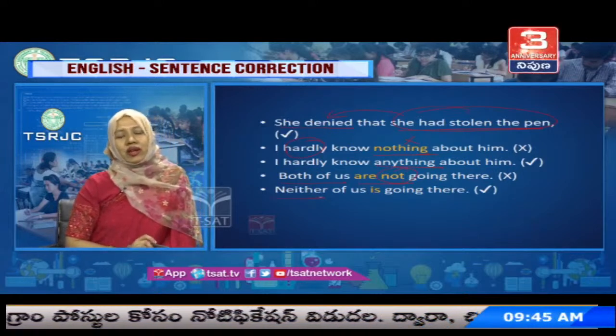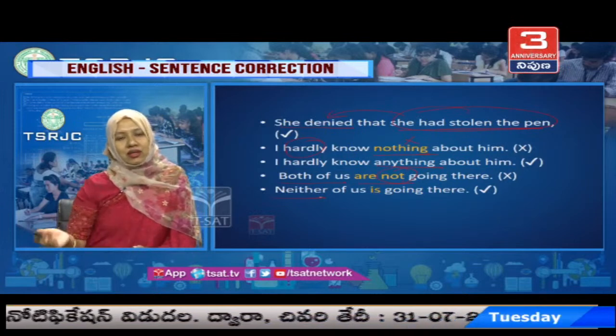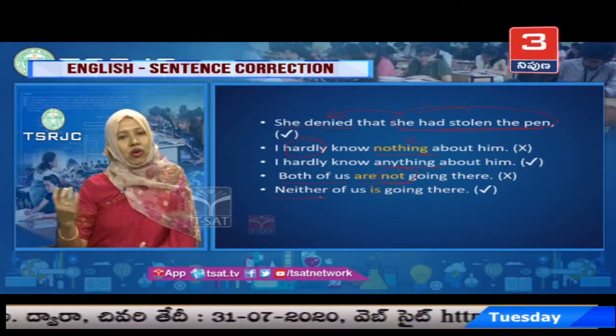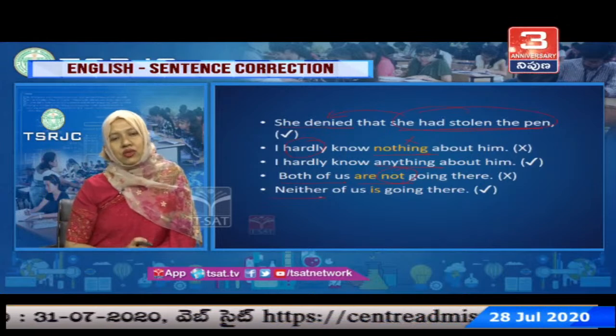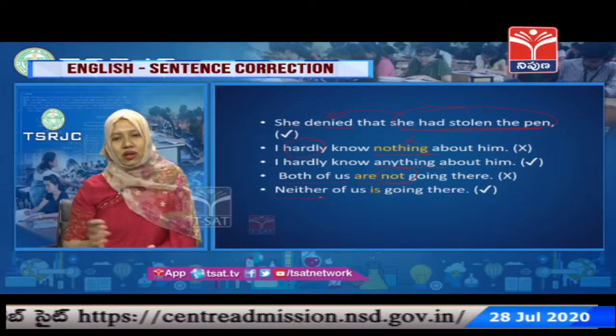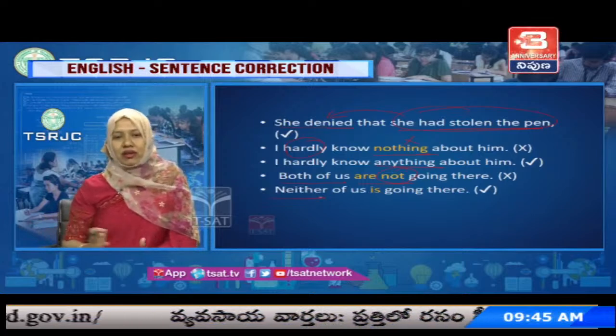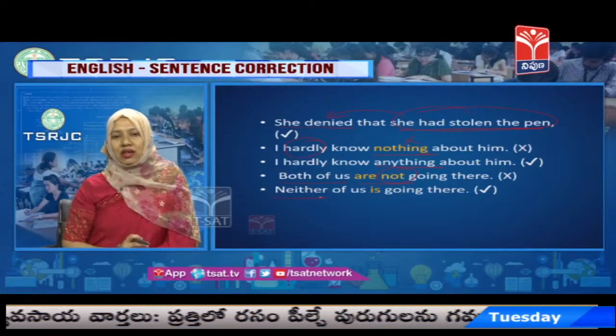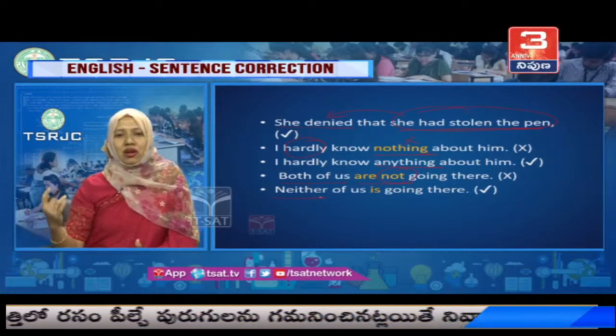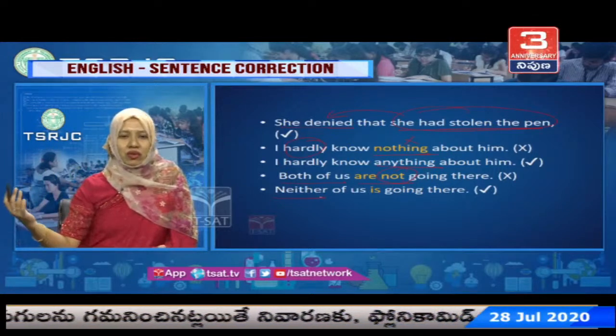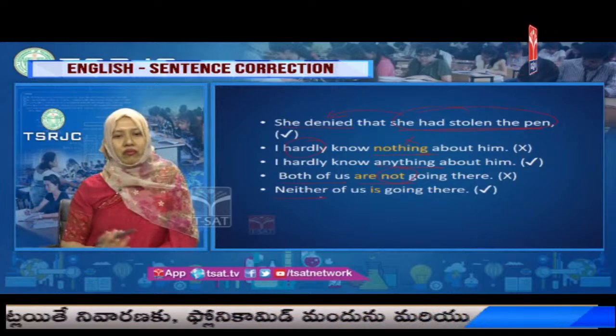Neither of us is going there. Neither she nor I am going there. Neither of us is going there. Nobody is going there. Nobody is going to the movie or marriage or attending the function or class, nothing. Neither of us. Out of two persons, neither of them, nobody. Neither she nor I am going.